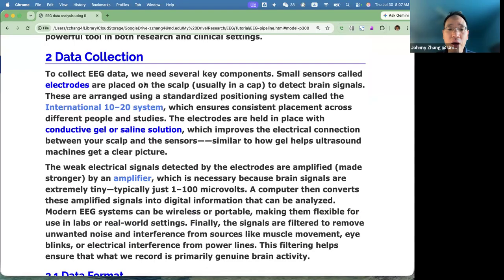To collect EEG data, we need several things, like devices to do that. First, we put small sensors, as I mentioned earlier, called electrodes. Those sensors are placed on the scalp of a person, and these electrodes can be used to detect the signals. Those electrodes are often placed on the scalp in a certain standardized way, so we can ensure that we can compare the data from different persons. I will talk more about this later.